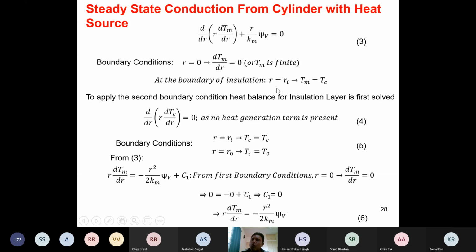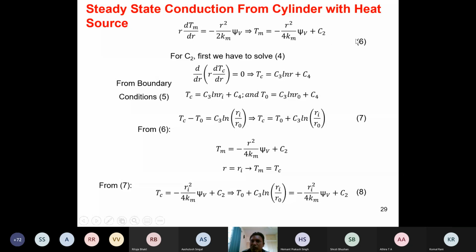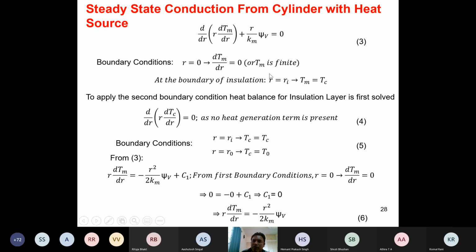because we don't need to solve this heat balance in the insulation. We can directly solve the heat balance only in the metal wall, and we can apply both these boundary conditions, because in that case this T naught is going to be known. Here remember, this Tc is unknown. But if we are assuming there is no insulation outside the metal wall, then this Tm becomes T naught, and we can just apply this first boundary condition directly here. We can integrate this here, and in equation number 6, we can apply the second boundary condition directly. So Tm will be T naught, and that will become minus R square by 4 Km psi V. T naught equals R naught square divided by 4 Km psi V plus C2. So we can directly obtain C2, and if we rearrange this, we will get the expression for Tm throughout the metal wall. Okay, clear?